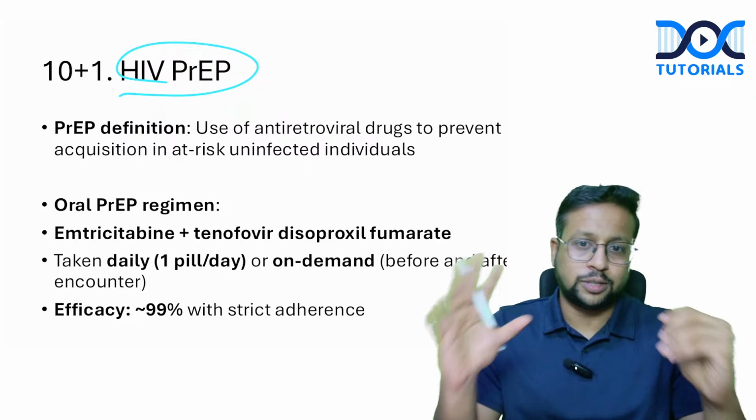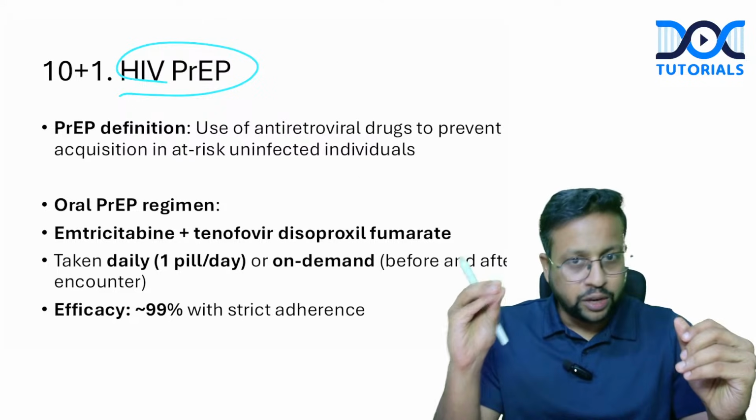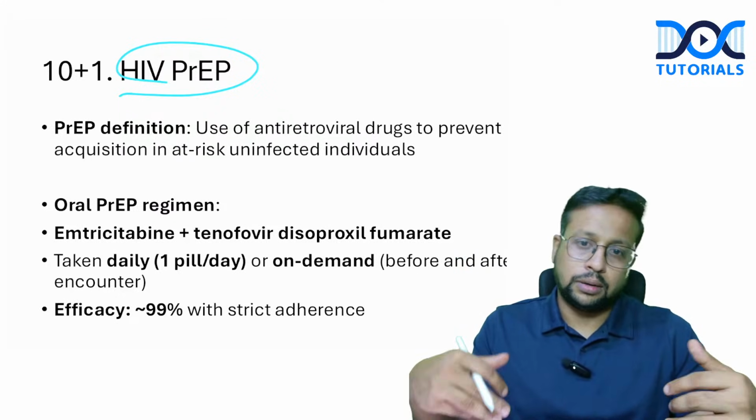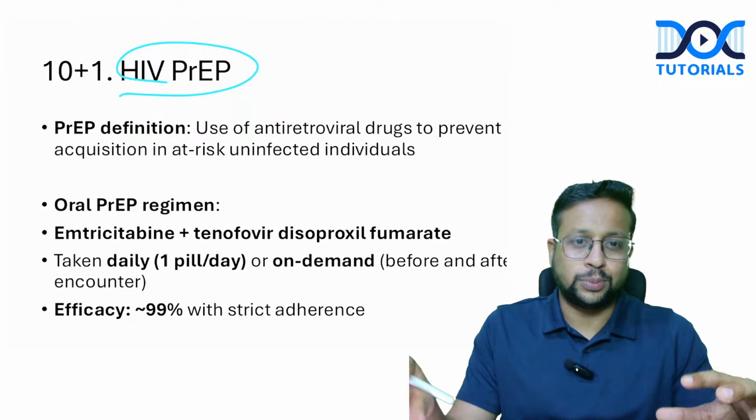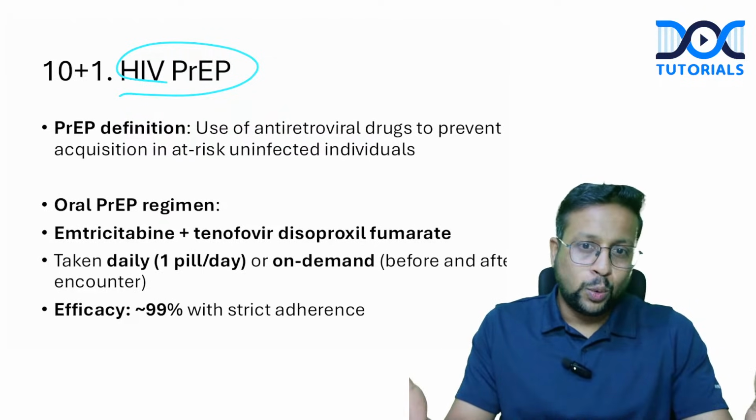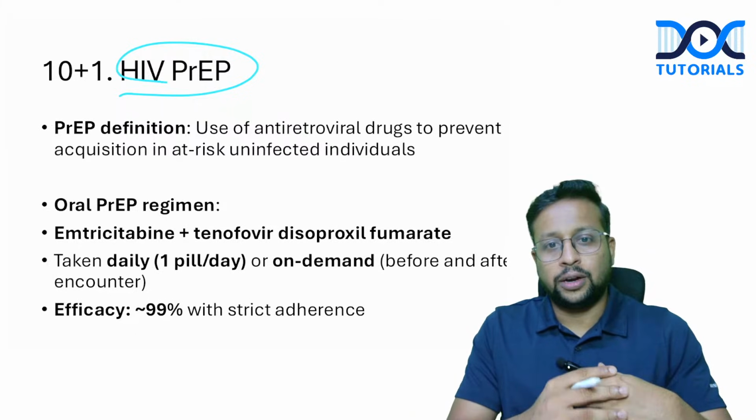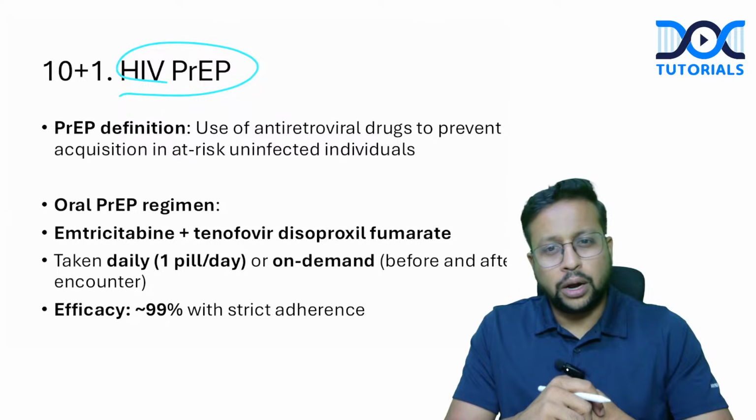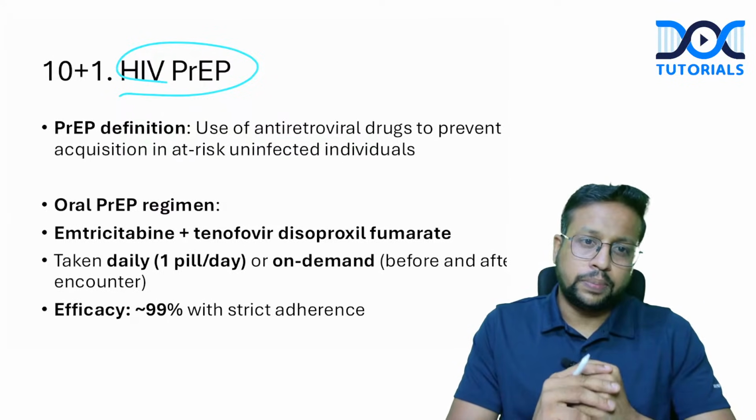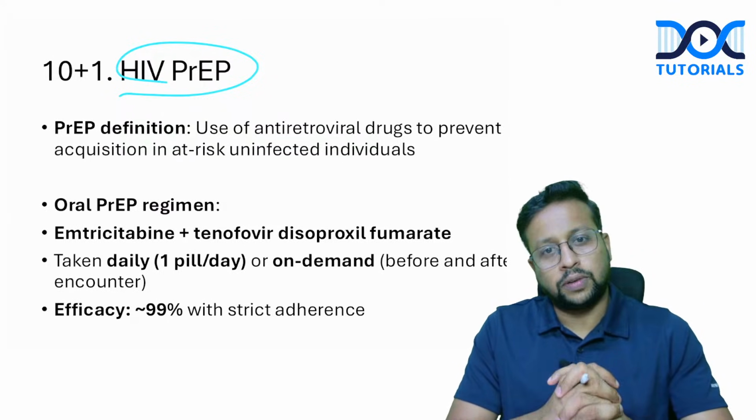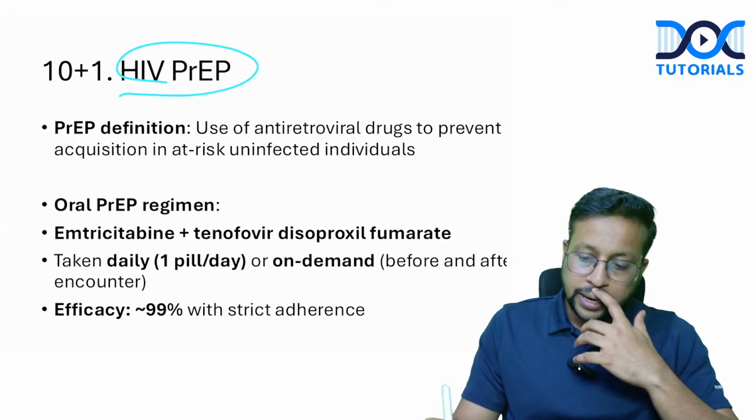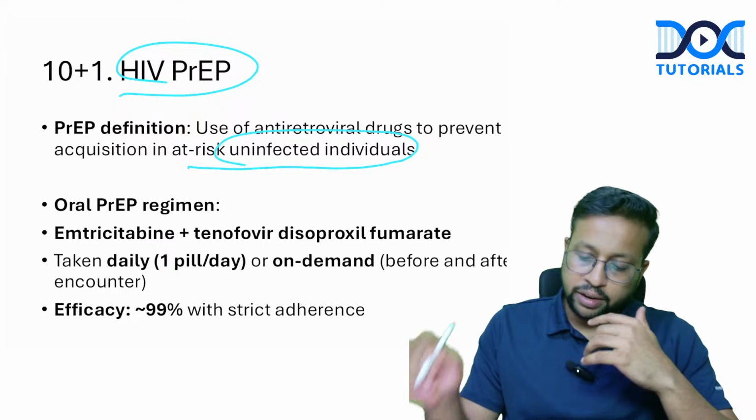We all know what post-exposure prophylaxis is. Somebody has a high-risk contact, so you give them TLD as post-exposure prophylaxis after the contact. Now, what do you want to prevent? Somebody who knows they are going to be involved in high-risk behaviors. So how do you protect them? That is pre-exposure prophylaxis: use of antiretroviral drugs to prevent acquisition of HIV in high-risk individuals who are uninfected.